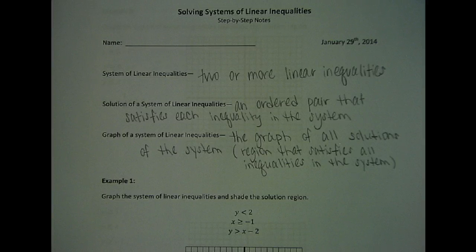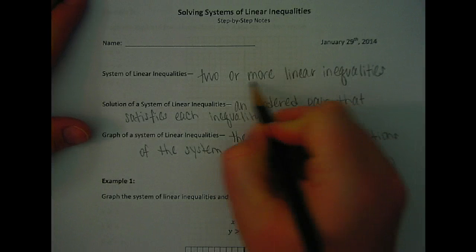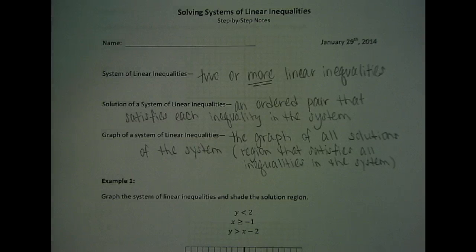Let's start first of all with some vocabulary. When I talk about a system of linear inequalities, I'm talking about two or more inequalities. Notice the word more. Tonight you're going to see several inequalities in a system, anywhere from 2, 3, or 4 inequalities that make up a system, and you're going to have to graph those.